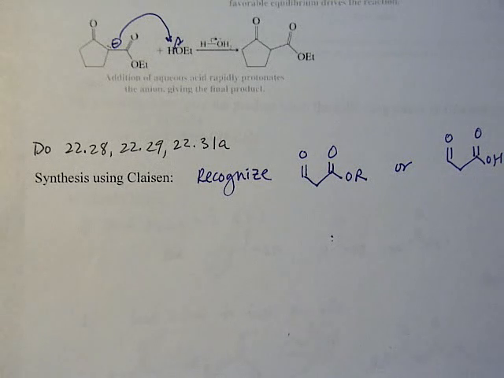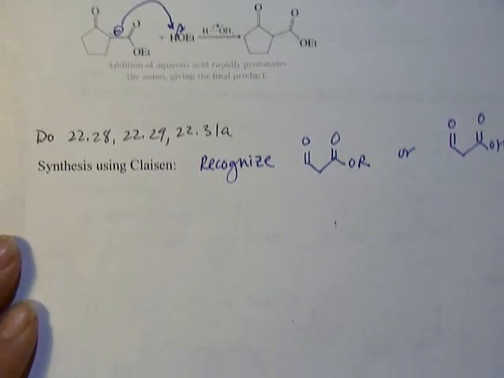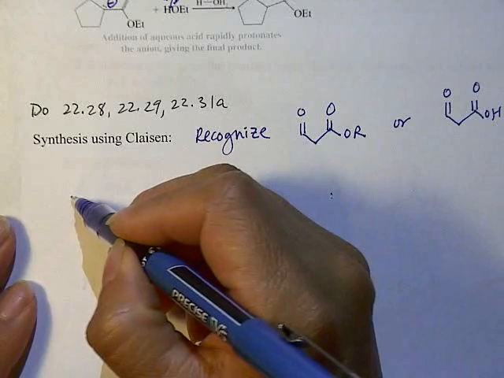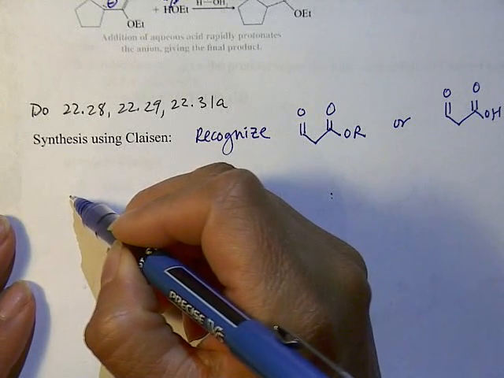So that's the functional group that you're thinking. So whenever you see either one of those functional groups, then you should be thinking about using Claisen. So here's an example of a synthesis problem.